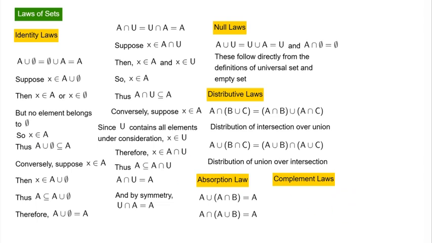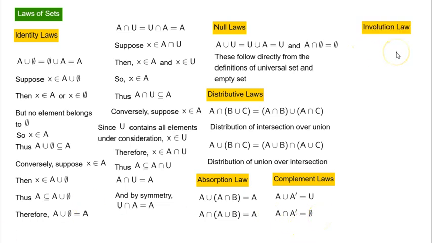Then we have complement laws. A union A prime. Remember we saw complement in the previous session? That means A union the elements that are not in A but are there in the universal set. So if we take the union of these two, we get the universal set. A intersection A prime is equal to empty set. Now think carefully. We have A which has some elements. A prime is all those elements which are not there in A. So the intersection will be an empty set.